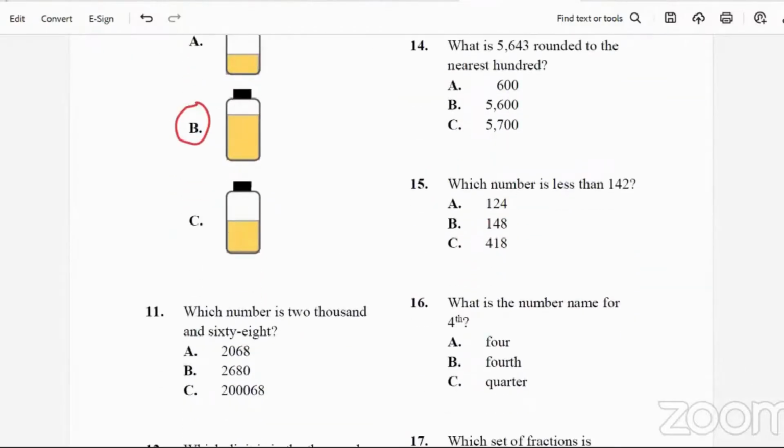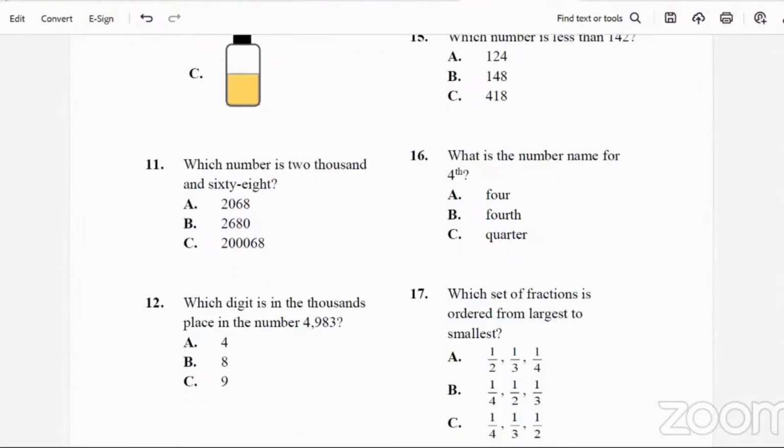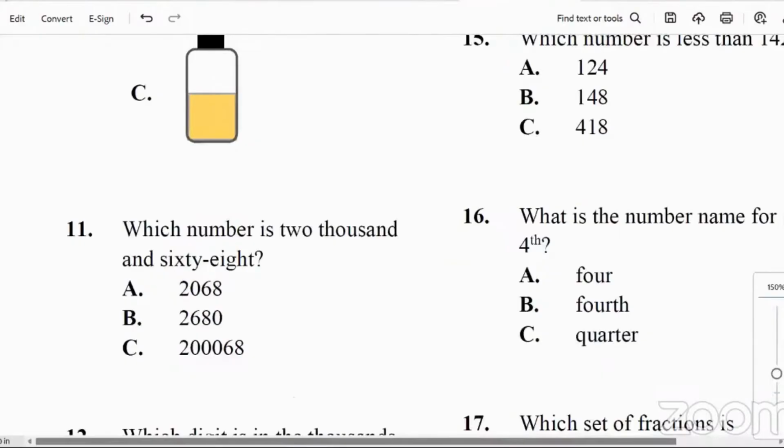All right, question 11. It's a bit bigger. All right, question 11. Which number is 2068? 2068. Guys, again, you have to make these as practical as possible. All right, 2068, how is that written? Of course, the answer is A.